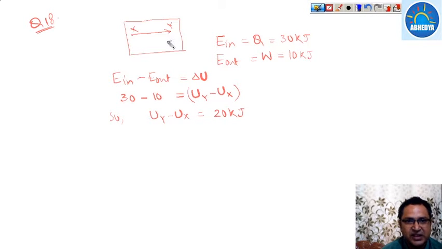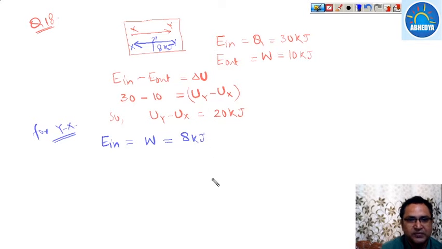Now the system is returning back from Y to X through some other means in which 8 kilojoule of work is being done, as given in the question. So this is process Y to X. What is E in? E in is nothing but the work done, which is equal to 8 kilojoule. Let E out be our heat, which we have to calculate.